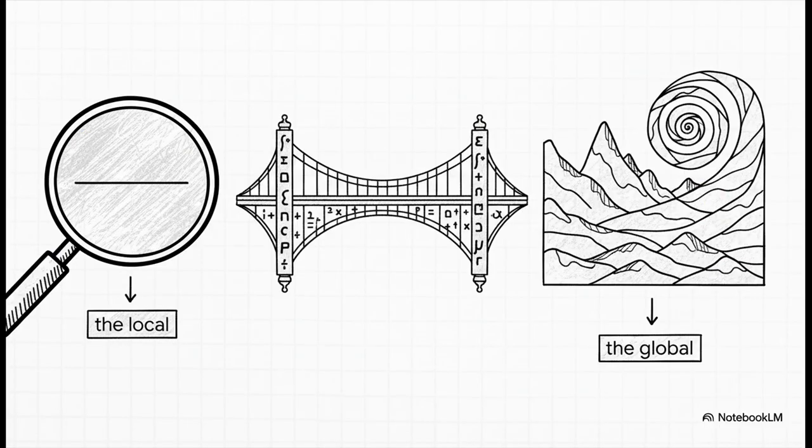So if you remember just one thing, let it be this. The Jacobian is how we build a global understanding from purely local information. By understanding how things behave in one tiny spot, and then stringing all those understandings together, we can navigate the most complex systems you can possibly imagine.